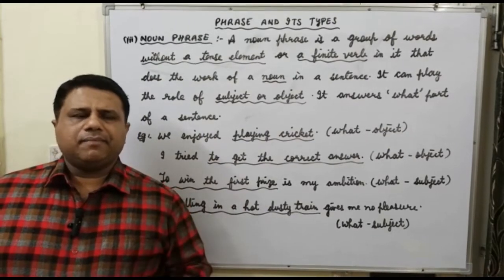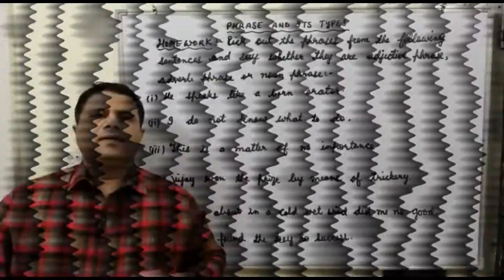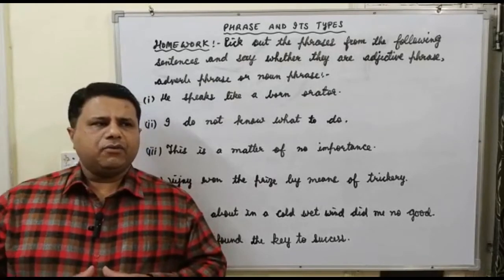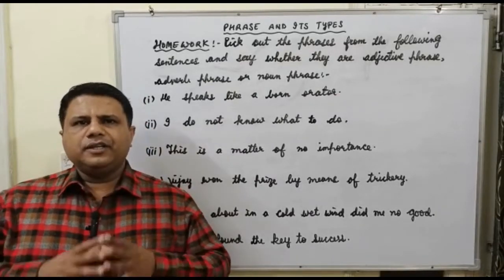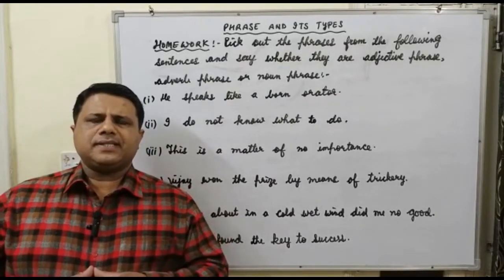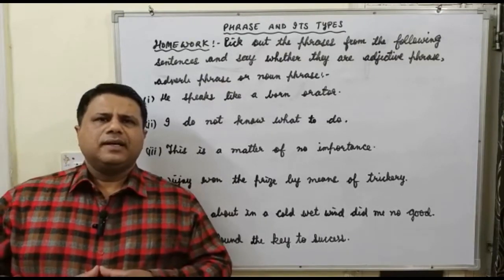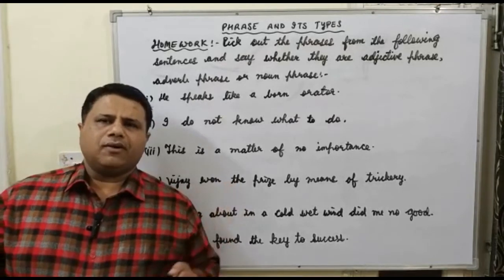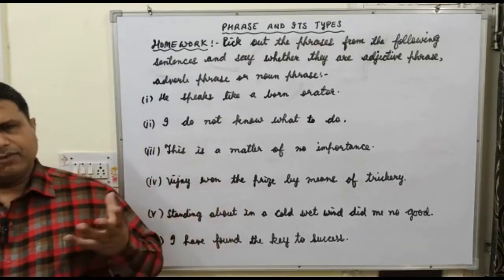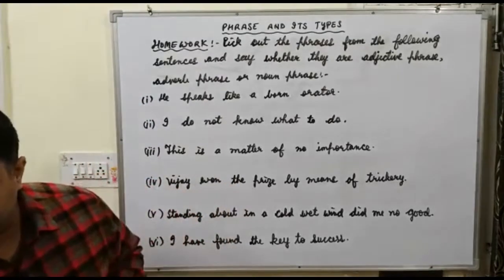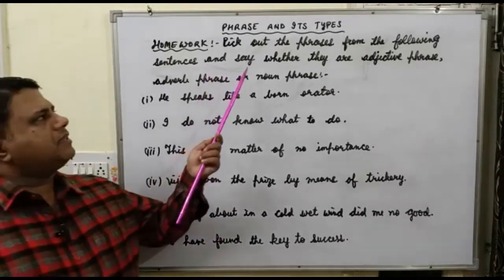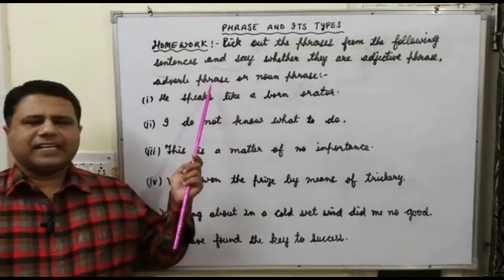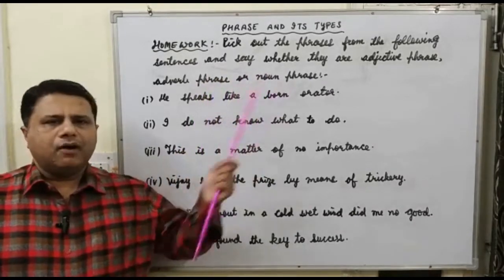Now let's discuss some exercises. You can take it as a homework also. I will read out the sentences. You have to pick out the phrases. Then you have to mention whether the phrase is adjective phrase, noun phrase, or an adverb phrase. We have already discussed. Now let's do the exercise. Pick out the phrases from the following sentences and say whether they are adjective phrase, adverb phrase, or noun phrase.